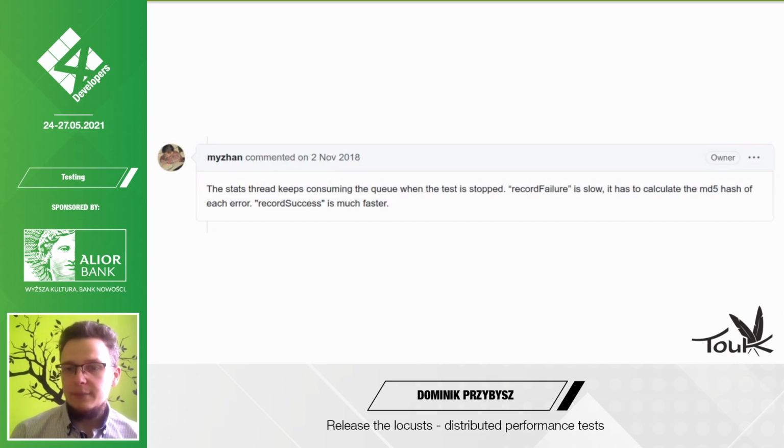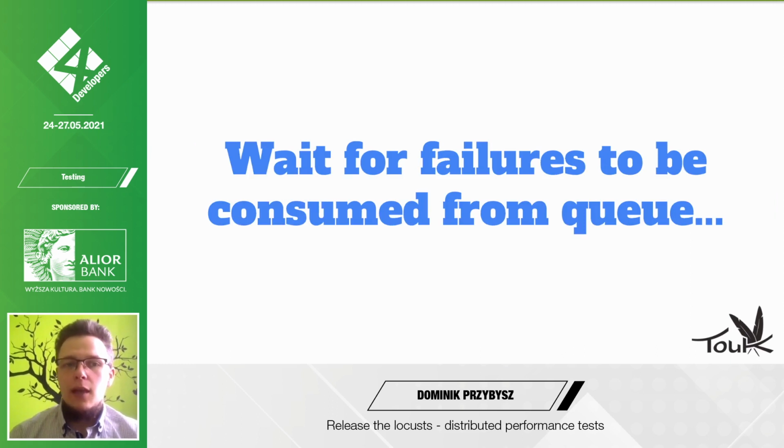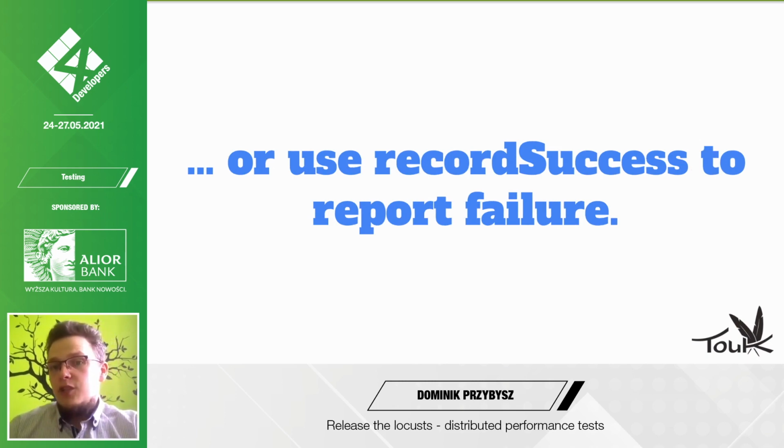So to fix that problem, and see all the metrics in our statistics, we can of course wait for failures to be consumed from the queue, sent to master, and everything should be fine. But then you can lose the correlation between times when something happened during the test and the real time. So instead, you can use record success to report failure.